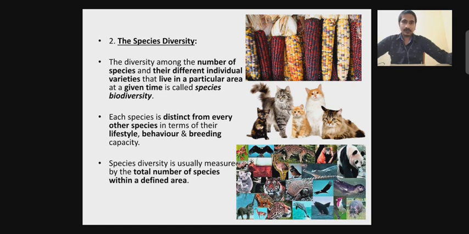Suppose in a particular area, in a particular forest, maybe you have been to a particular forest, and there you have observed different types of species. So based upon the number of these species of a particular category, you can have an idea about the diversity of species in that particular area.